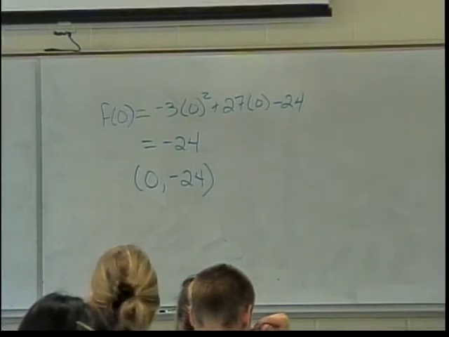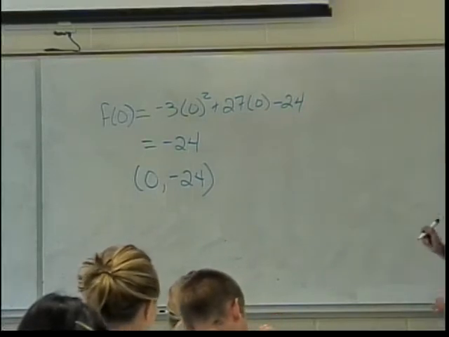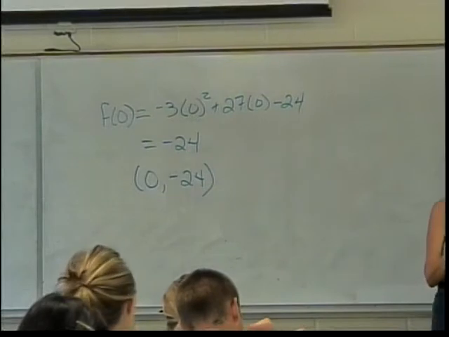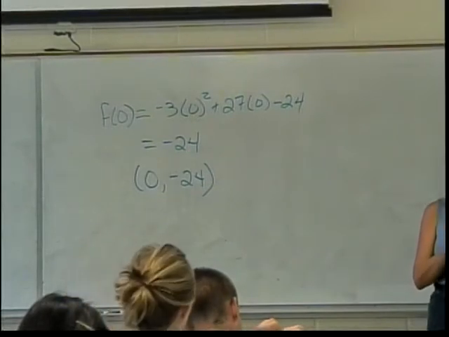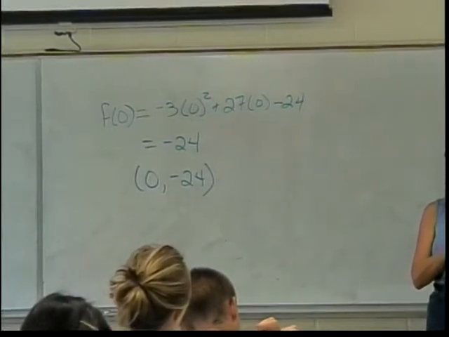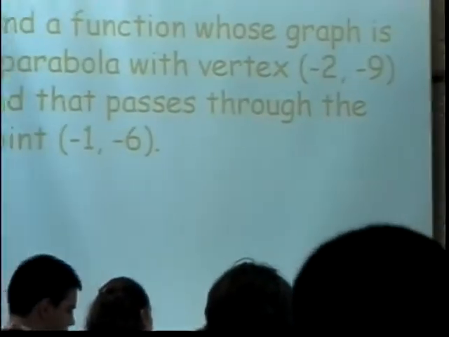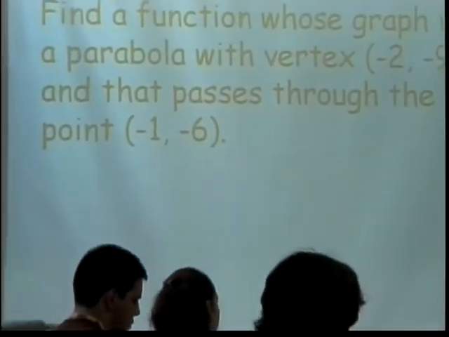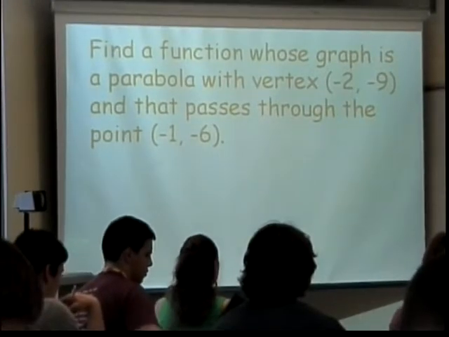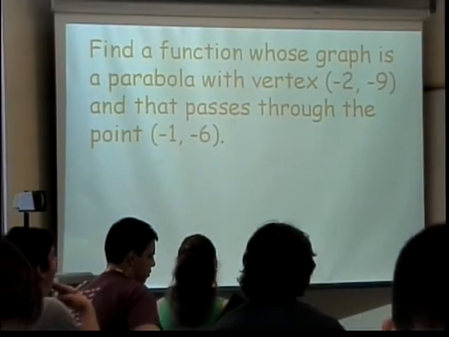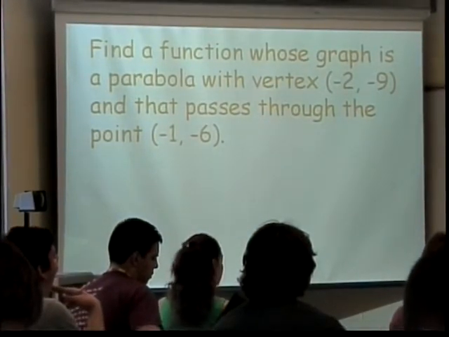What's the vertex formula again? Negative b over 2a? No, you have to complete the square to find the vertex. Did you get that part? We don't use that form. You must be able to complete the square.